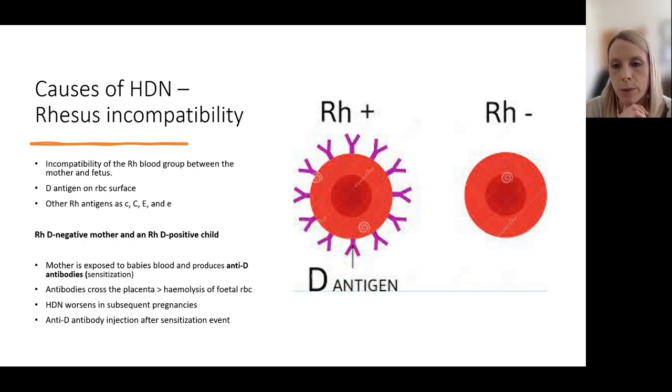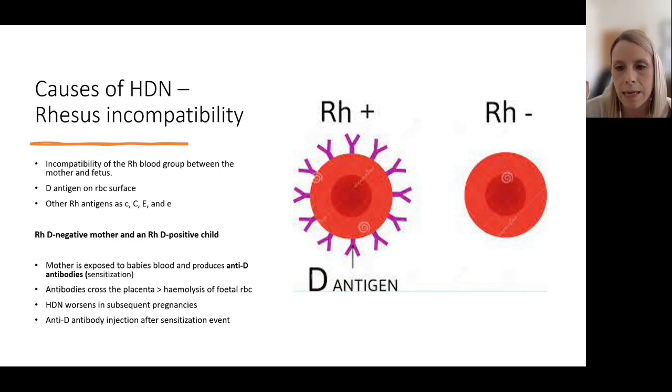At some point during the pregnancy, there's a sensitization event, which means that some of the fetal blood enters the maternal blood. So this might be a bit of bleeding in pregnancy, it might be during a miscarriage, or actually during delivery itself. When baby's blood crosses into mum's bloodstream, the antigens on the red blood cell surface are recognised as foreign, and the mum makes these anti-D antibodies and breaks down the red blood cells.